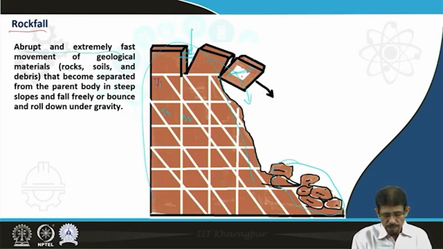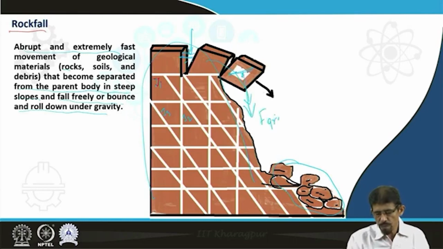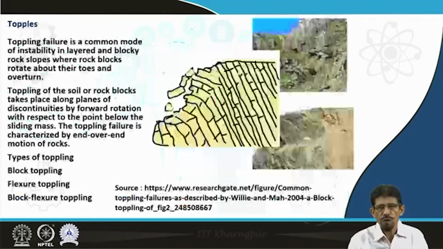That becomes separated from the parent body in steep slopes and falls freely or bounces and rolls down under the influence of gravity. Gravitational force is going to pull down the detached mass, and this detached mass moves with very high speed and finally settles on the lower side.